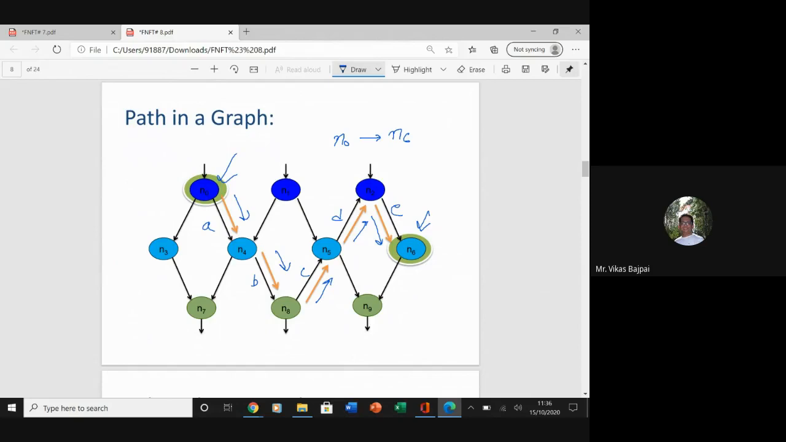Now one major point to note is that in case of testing, a particular path represents execution of a test case.